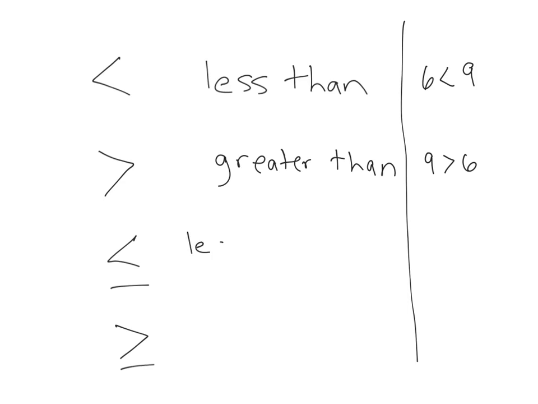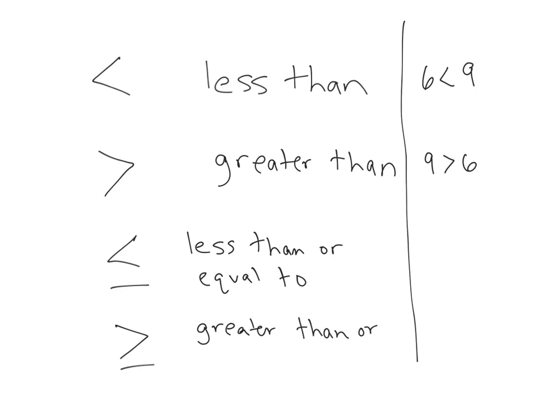This one is less than or equal to. And this one is greater than or equal to. A lot of times in your past, you might have heard of these as the alligators. So like the alligator eats the bigger one, something like that. So we're building off of that with our lesson today.